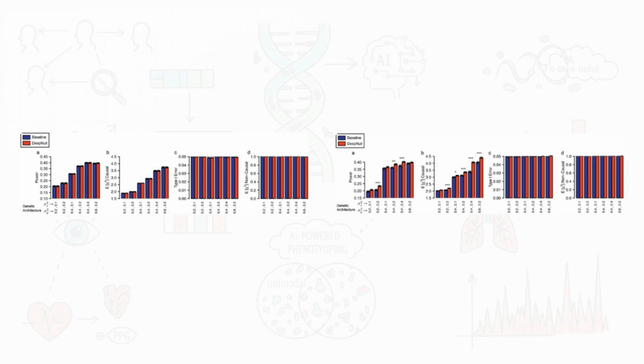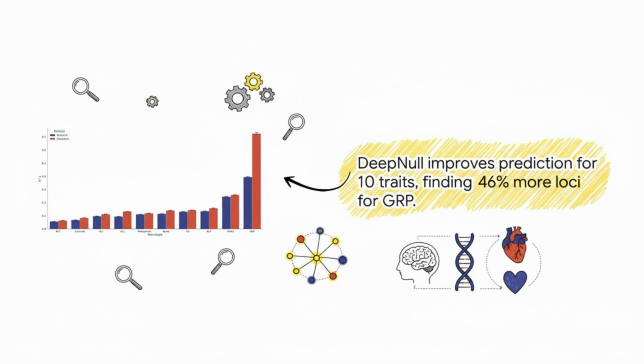So, to deal with this messiness, researchers came up with a really smart AI called Deepnull. It's designed to actually understand these complex real-world relationships. And check this out. On the left, when the data is simple and straightforward, you can see the old method and Deepnull are basically tied. But look at the chart on the right. When you throw in the kind of complexity you find in actual biology, Deepnull just pulls way ahead. It's like it can see the path through a tangled forest while the old methods are still stuck at the entrance. And this isn't just some theory, okay?